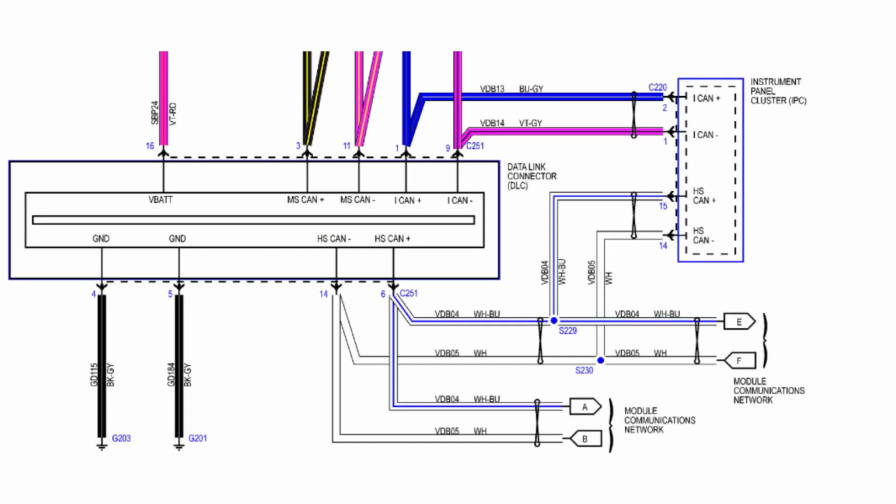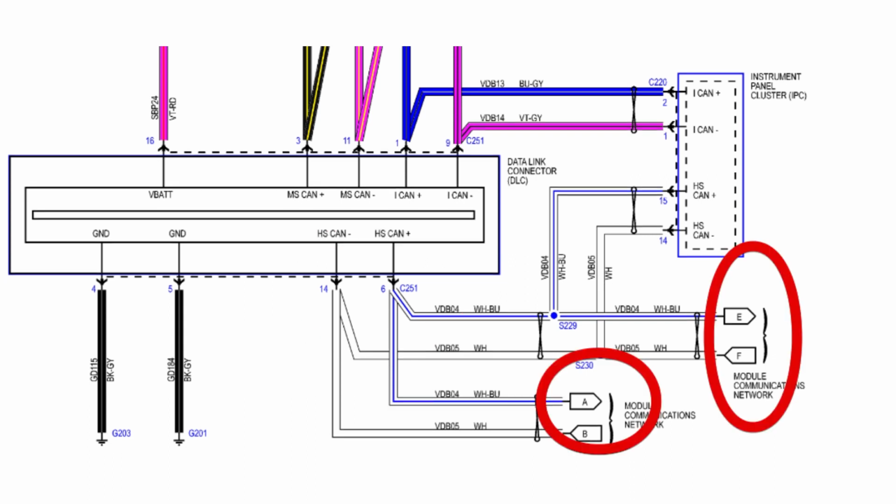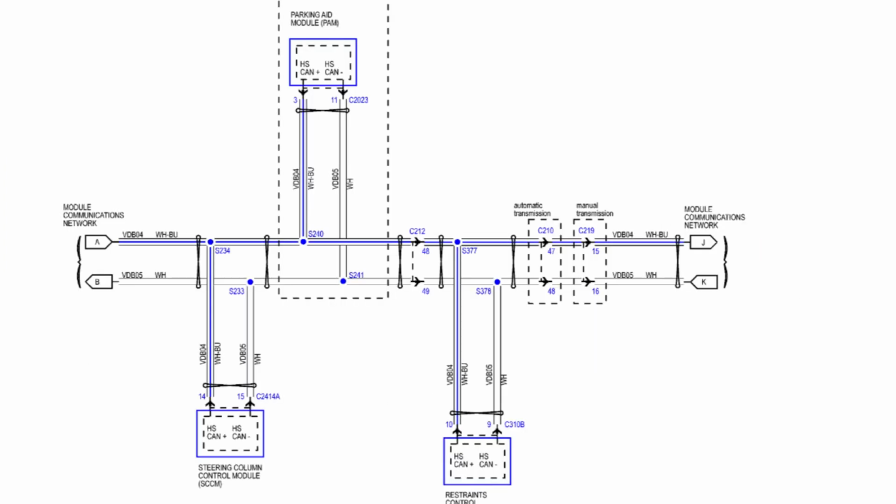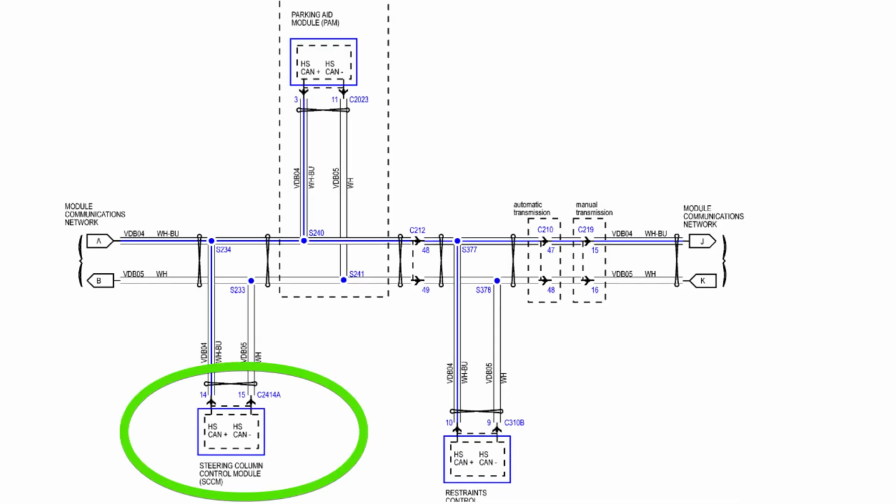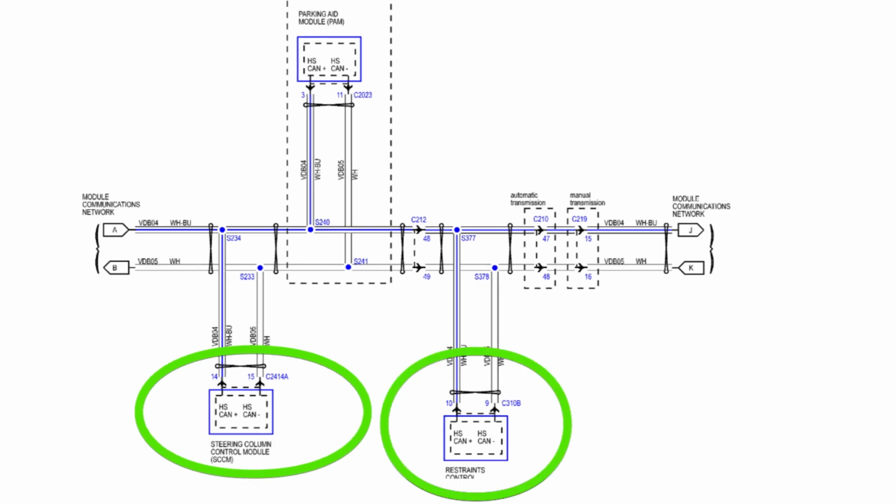So here we are, pins 6 and 14 at the DLC are our CAN bus. We know that. This branches off into two different sections, and we had to figure out which one was which. So going on to the next diagram, I knew we had communication with our steering column control module. That was good. Also, we had communication with the restraints control module, and that was good. This vehicle did not have a park aid module, so I'm not even worried about this part of the diagram up here. Not a factor.